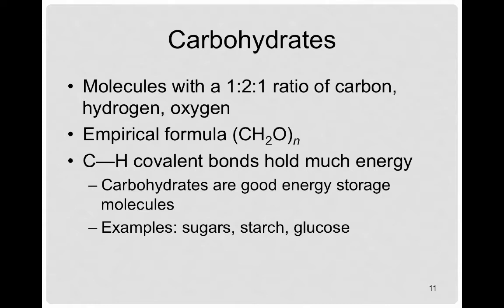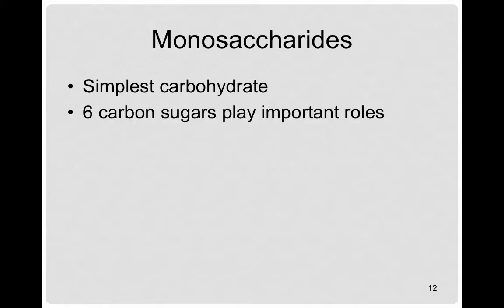Examples again, simple sugars like we know of, glucose, fructose, etc. Starches, which are your complex polysaccharides. So to look at the different groups here, we have monosaccharides to begin with. It is our simplest carbohydrate, fast energy. There are only 6 carbons in it, and our simple sugars play important roles in biological systems.